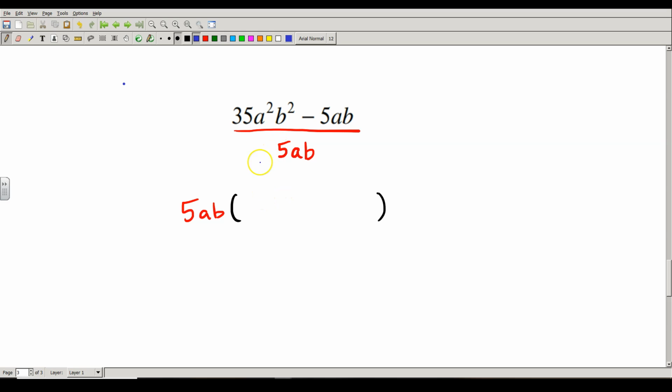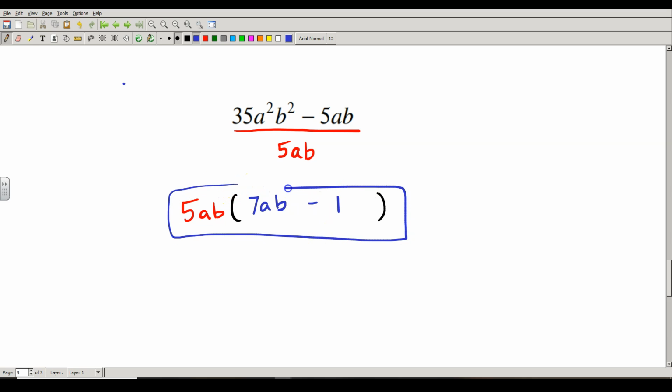So this first one here, if I take 35a squared b squared divided by 5ab, that would be 7ab. Because essentially if I multiply those together, 5ab times 7ab, I'm getting the 35a squared b squared. That's another way to cross-check if this is correct. And then if I take 5ab divided by 5ab, I would have minus, that would just divide to 1. So this would be factoring out the GCF for that one.